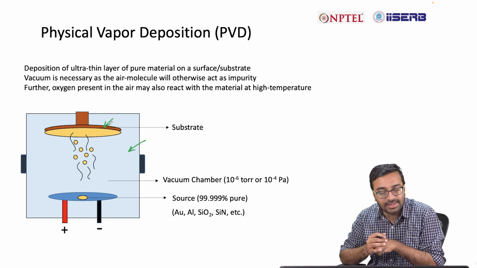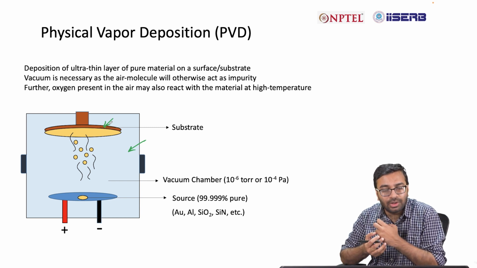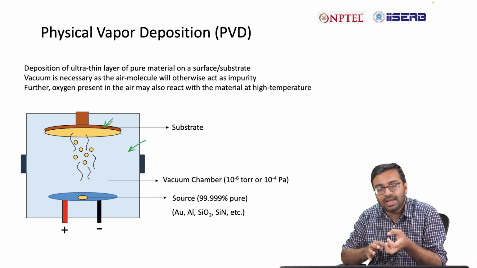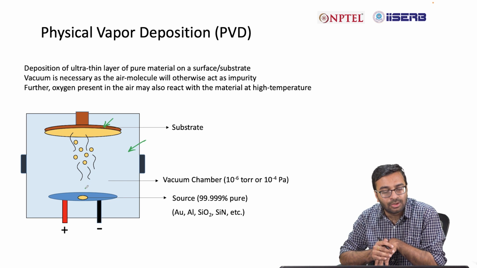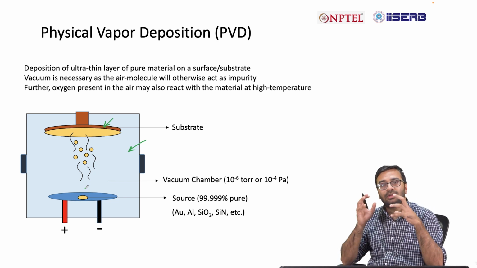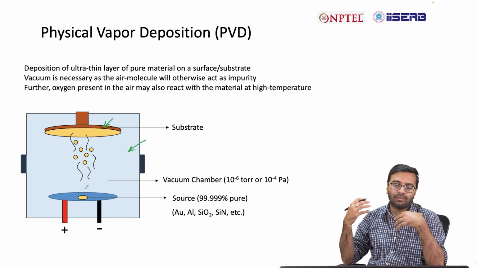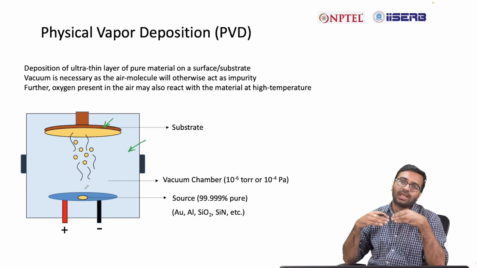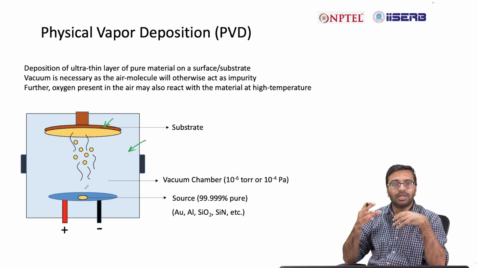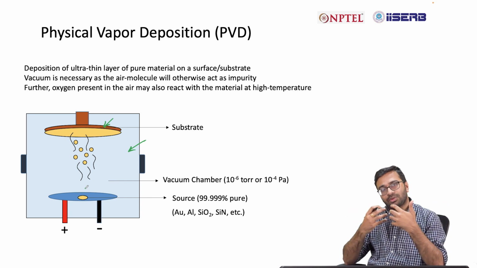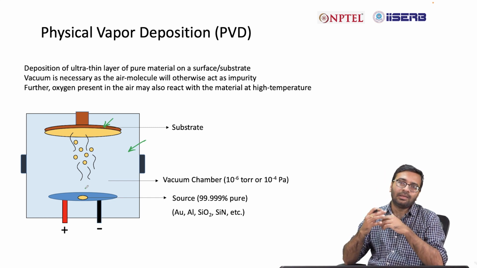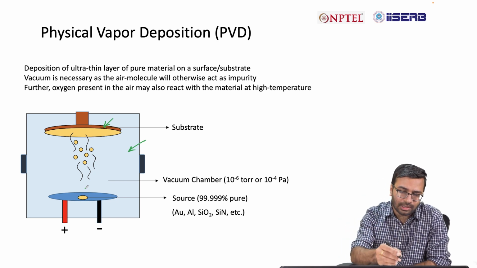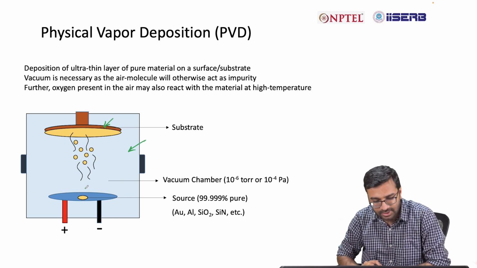Vacuum is necessary, as I have said, because air molecules may otherwise react with the material under consideration and contaminate the entire process. That is why high vacuum is necessary, because in the air we have different types of gases. For example, if you want to deposit aluminum on top of a substrate, the aluminum at high temperature may react with the oxygen of the air and create Al2O3, that is aluminum oxide, and then pure aluminum may not get deposited on the substrate. So, that is why vacuum is necessary.